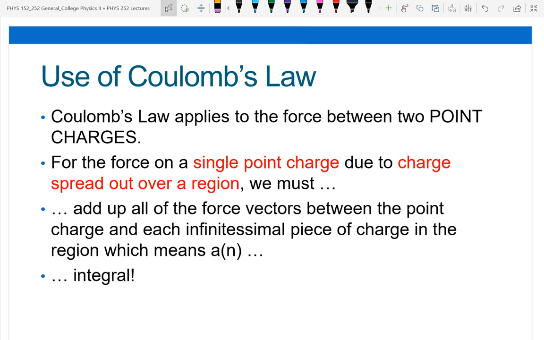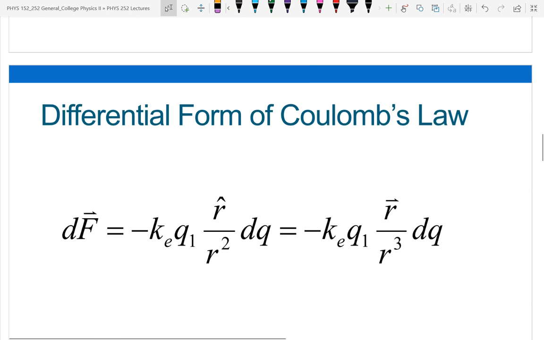So if you have a single point charge and you want to find the force on this single point charge due to this charge all spread out over there, then I'm going to have to add up the force from each piece of charge. And how do we add up the force from each piece of charge when it's a continuous distribution of charge? We integrate. Hence, physics with calculus class.